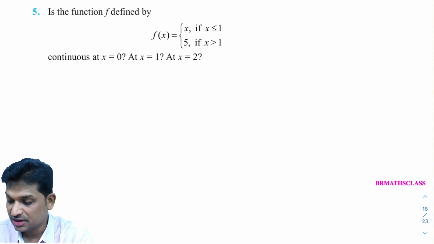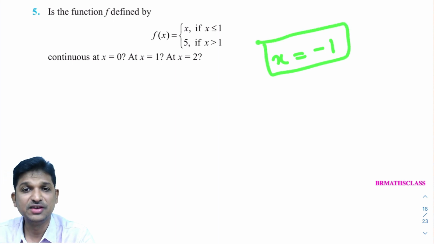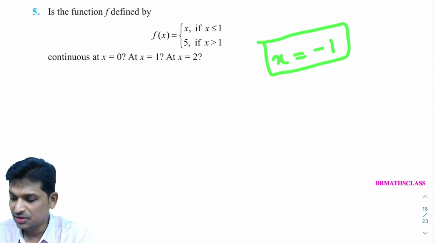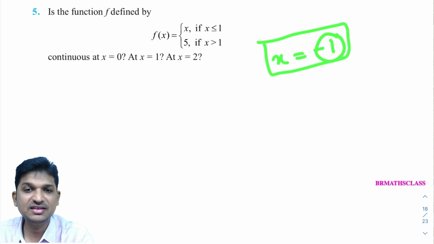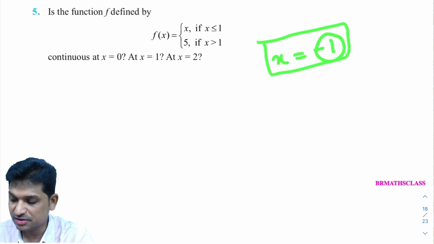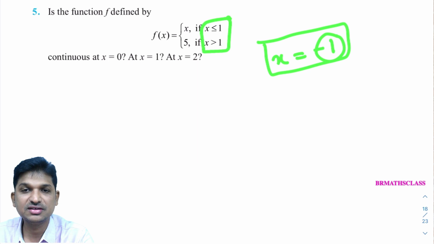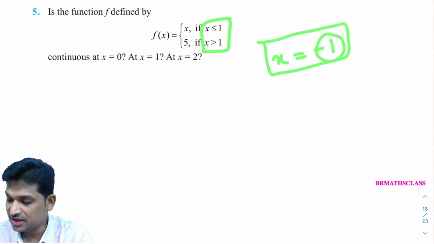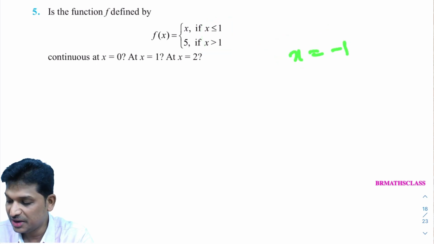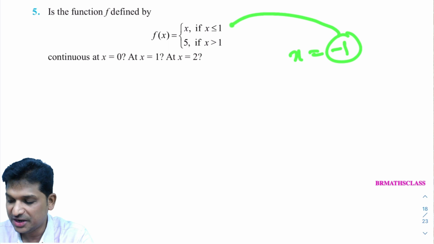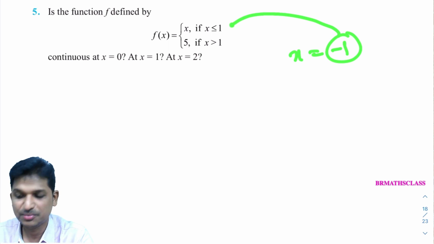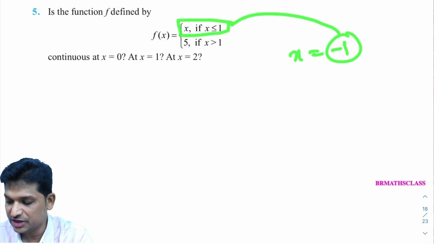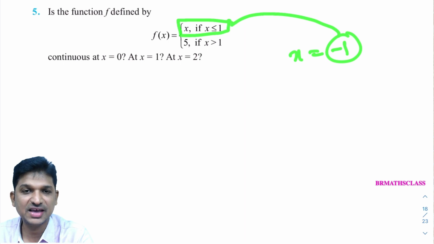Okay, suppose x value is minus 1, then which function to choose? Because in the function they have given two things: one function we need to choose when x is less than 1, another when x is greater than 1. Here minus 1 is there, na? Minus 1 is less than 1 or greater than 1? Minus 1 is less than 1. So we'll choose the first function, f of x as x.